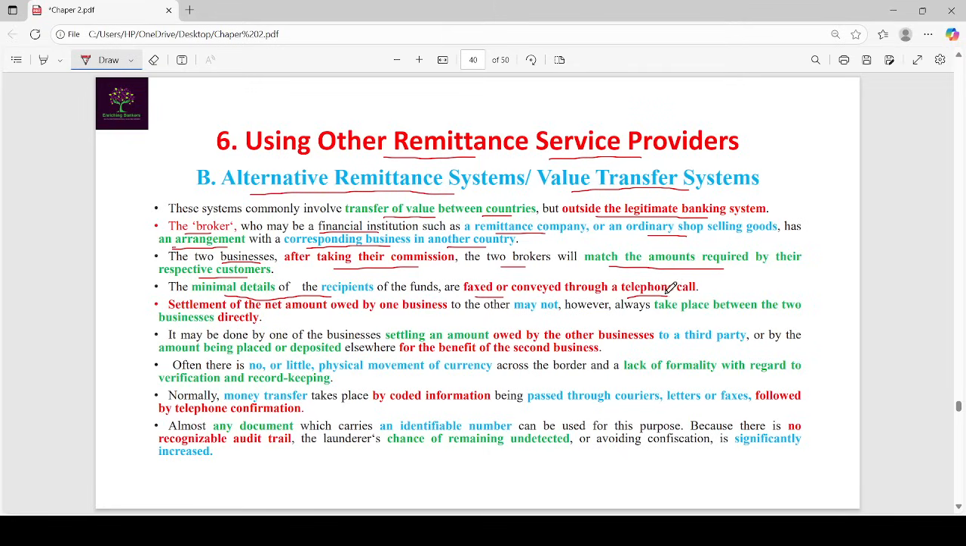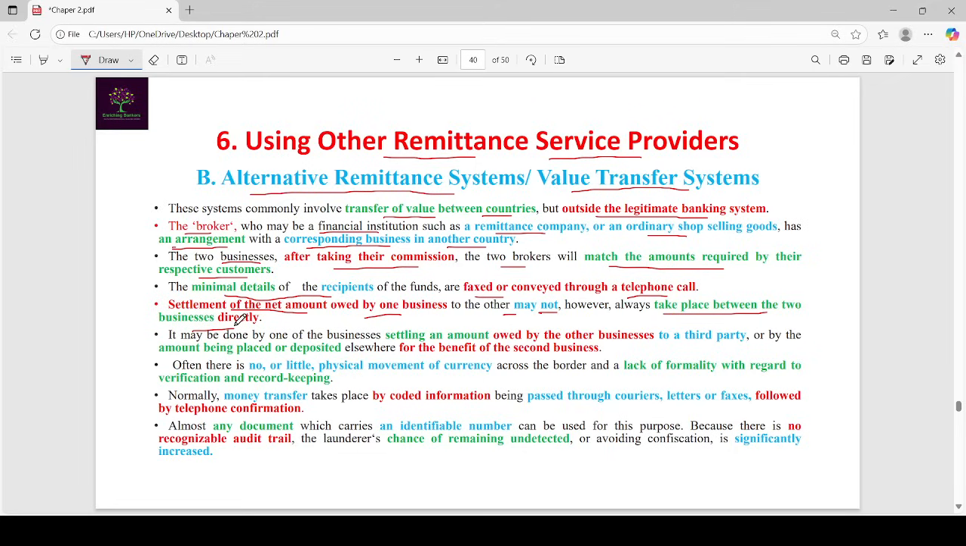Minimal details of the recipient of the funds are sent, and those details are also sent through fax or a telephone call. In this system, settlement of the net amount owed by one business to the other may not take place between the two businesses directly. Here, both brokers are not involved directly in settlement of the net amount.